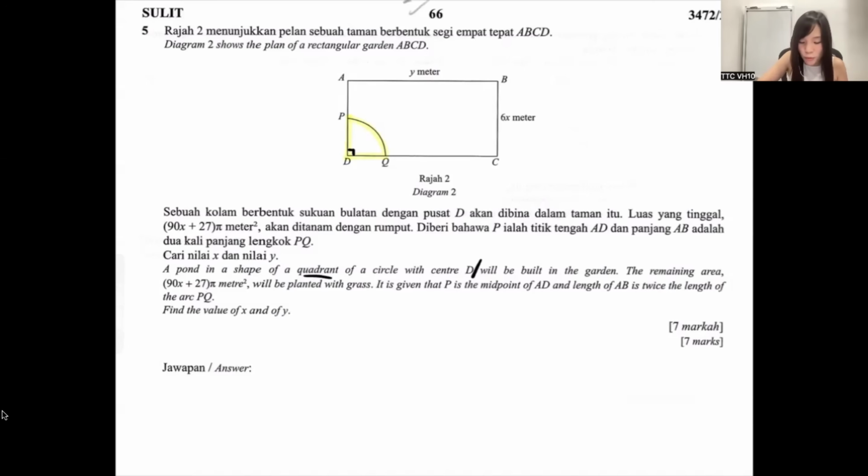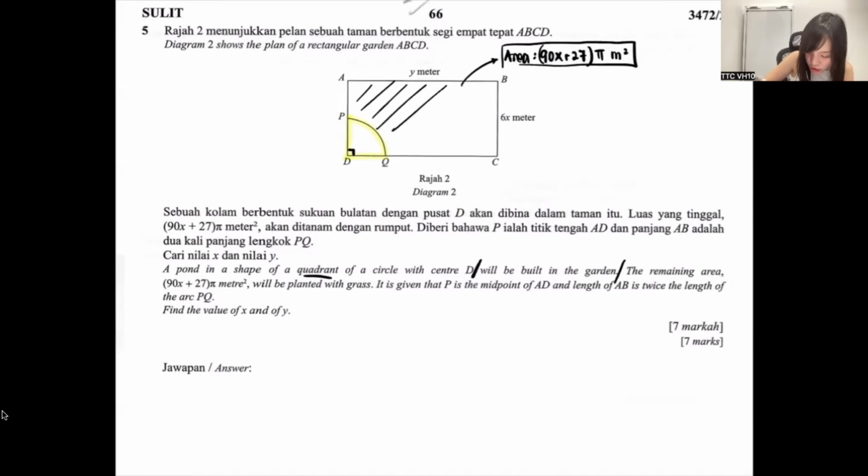So with center D were built in the garden. Yep, I can see there's the garden. They built at the corner there. So the remaining part, the area will be 90x plus 27 bracket pi meter square. So this is what they try to tell me for the rest of it. Yeah, I shaded for you guys. So isn't it the shaded region is actually this area? That's what they say lah. Will be planted with grass. So all the rest is the grass, okay?